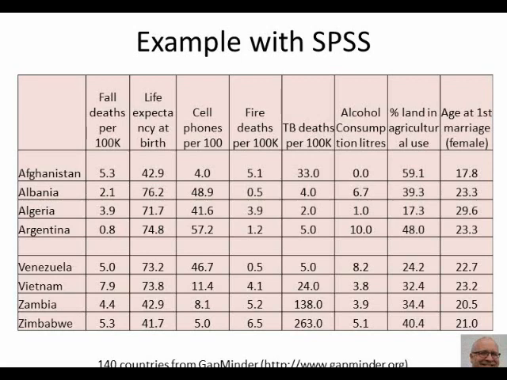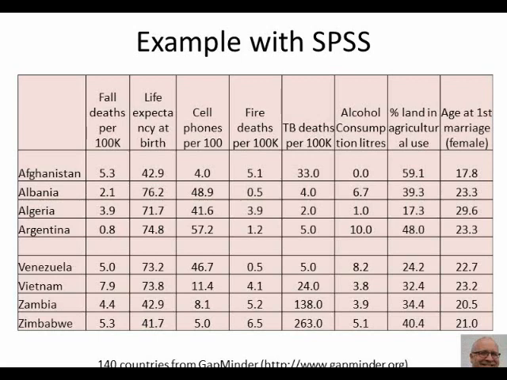So in the first column, falling deaths per 100,000. How many people die in each of those countries out of 100,000 population from falling? What is the life expectancy at birth in each of those countries? How many cell phones are there per 100 people? So in Afghanistan in 2005, which is when this data relates to, 4 cell phones or mobile phones per 100 people in the population. In Albania, there were nearly 50 mobile phones. In Argentina, over 50 mobile phones per 100 people in the country.